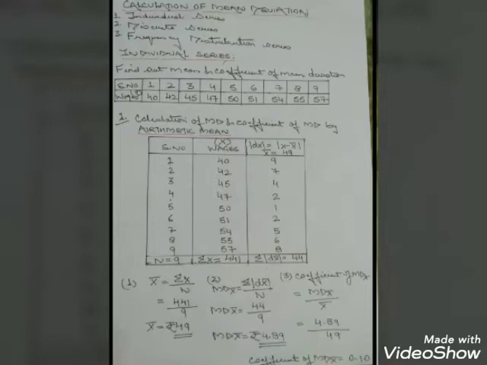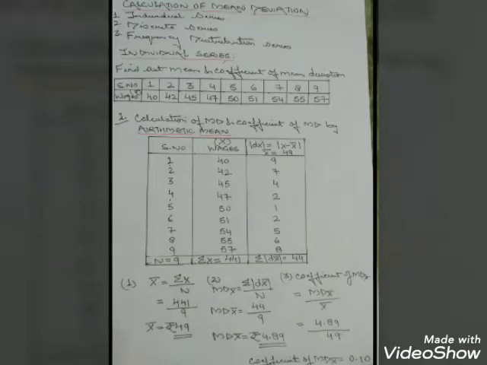Children, sigma x means you need to add all the wages together, which is x. Once you add all the wages together, your sigma x is 441. At the same time, n is the number of serial numbers, which comes to 9. So we'll put the values in the formula: sigma x is 441 and n is 9. If you divide 441 by 9, you get the arithmetic mean as 49.